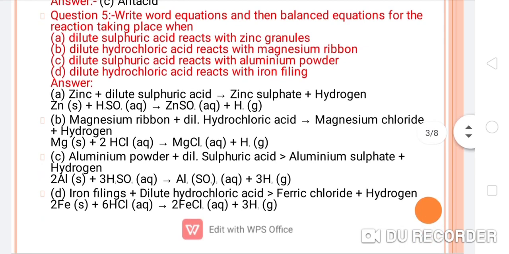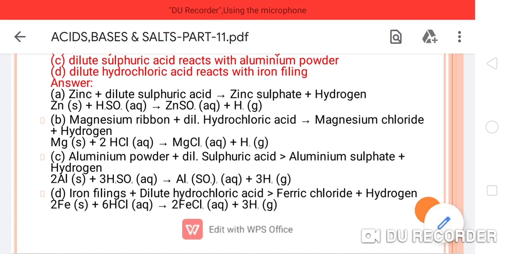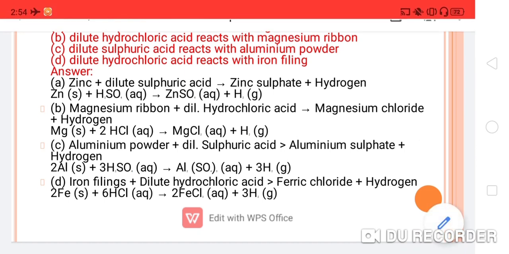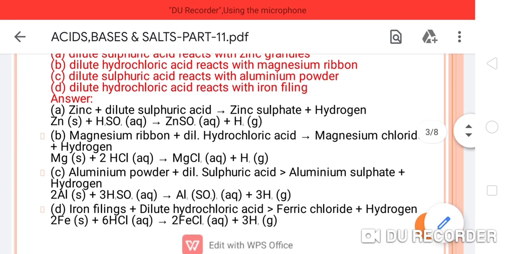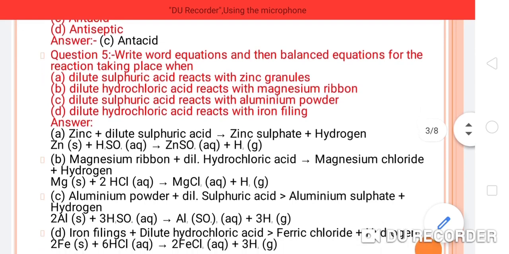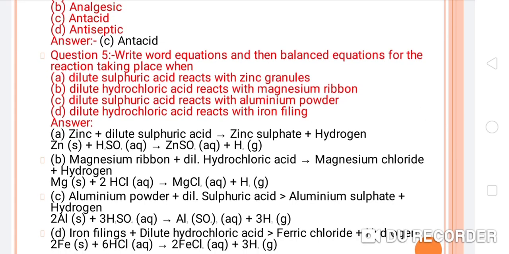Okay, so the first answer, for the first reaction, is zinc reacting with dilute sulfuric acid, so zinc sulfate and hydrogen gas will evolve. And students, here is a typing mistake. Sorry. So here you can see, students, in the first option, that is the zinc plus HSO.